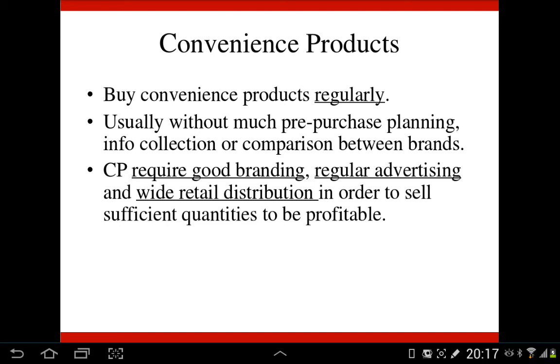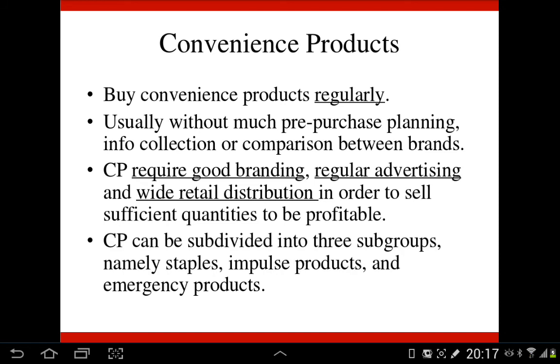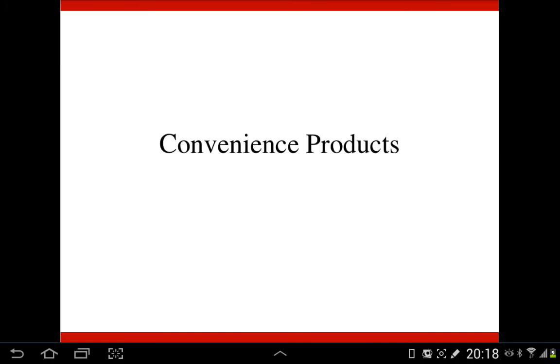And the reason it needs to be good is because you need to sell enough of those products, like soft drinks, in order to make a profit. Because they're very inexpensive. They're a very cheap product. Well, they're low price products. And there are 3 categories of convenience products. Now, convenience means they're convenient to get hold of. It doesn't take much time to get hold of them. And the 3 groups are staples, impulse products, and then emergency products. And let's look at those 3 now.